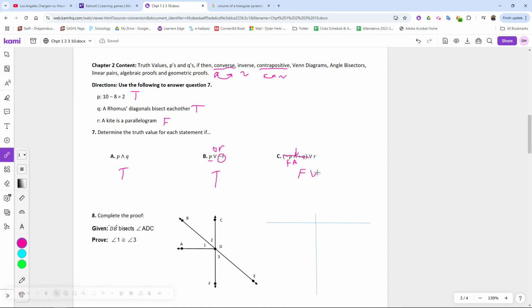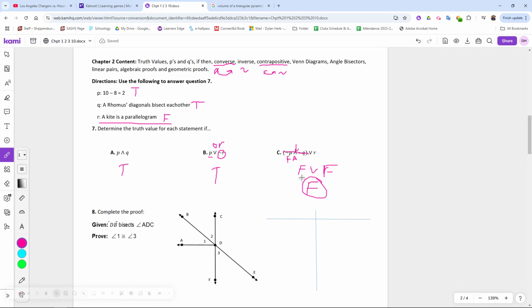But we have an or here, so it says false or whatever R is, and or just means it has to work for one or the other. So if I go back up here to R, I'll find that R is also false. So this says false or false, so this one's actually going to be a false statement.